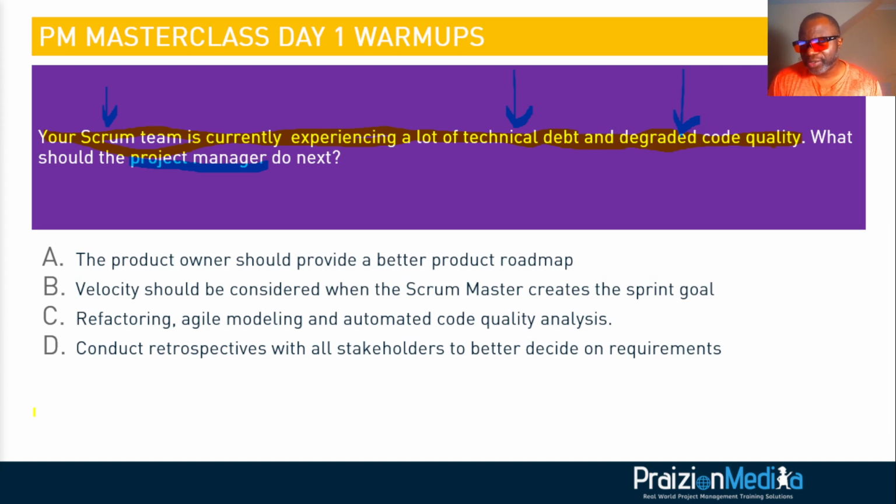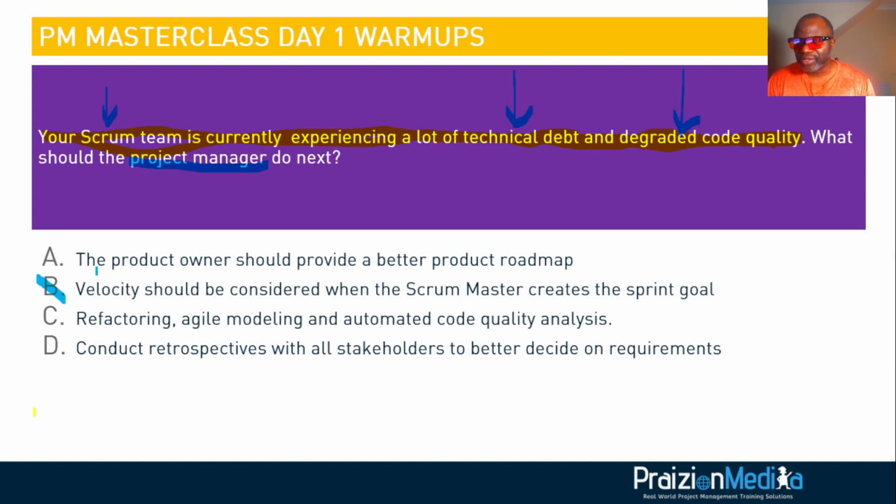So A, the product owner should provide a better roadmap. B, velocity should be considered when the Scrum Master creates the sprint goal. Well, it's not the Scrum Master who does that, so you're going to eliminate that right off the bat. Okay, we're being nice to A, we're not totally sure, we keep it in a parking lot, but when you really boil down the product roadmap, you know that it's not just the product owner working on that, but think about it. Technical debt, what exactly is it? Technical debt is not as a result of, oh, we don't know what to do. Not really. Could lead to that, but it's not that.